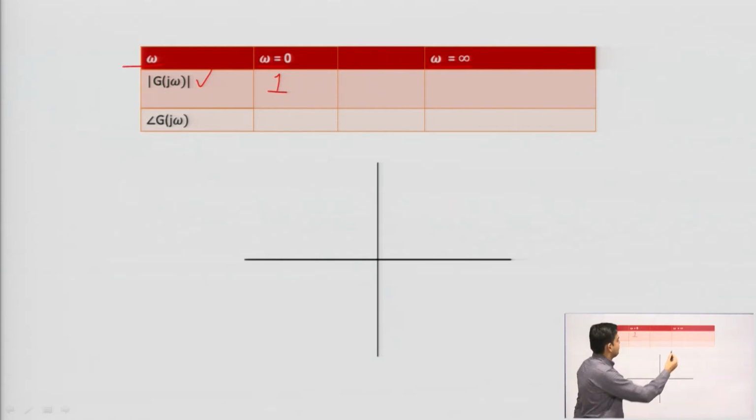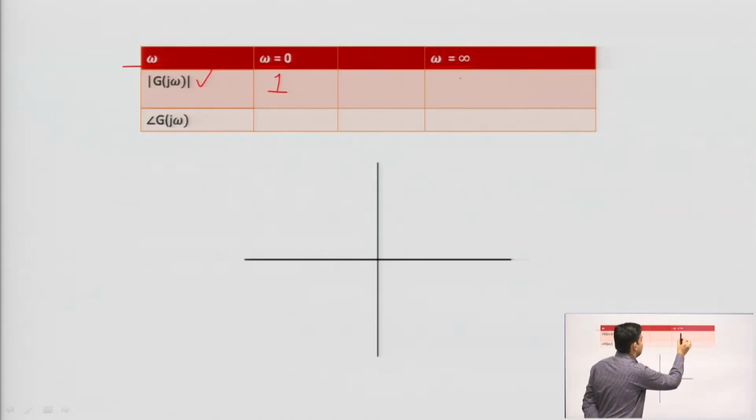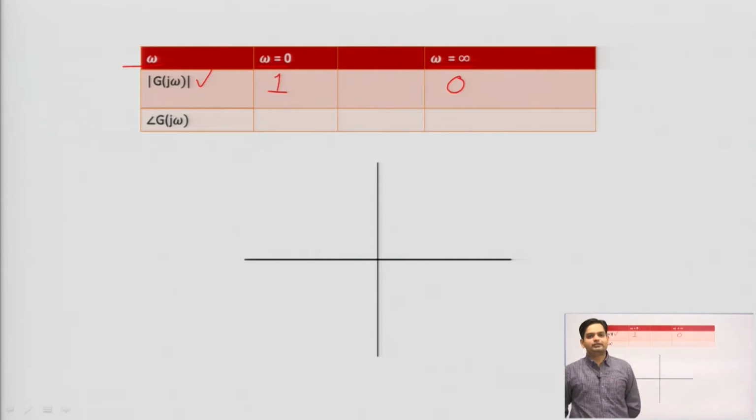So, what will be the magnitude when omega is going to infinity? You can see when I put omega equal to infinity, then the whole response will become 1 over infinity, and this will be equal to 0. It means at omega equal to infinity my magnitude is 0.